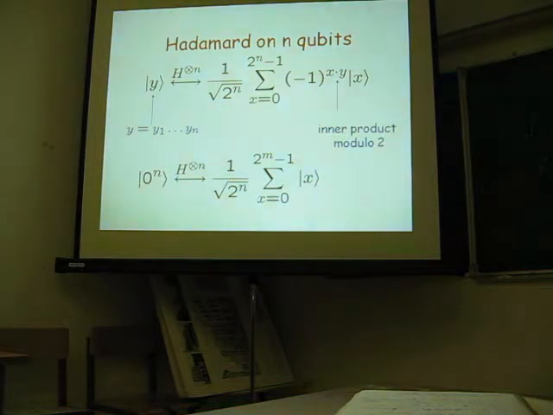which is an equally weighted superposition over all basis states, but there is this phase in front, these things are called phases, positive or negative, they can be complex too, of -1 to the x dot y, where x dot y is the inner product. You might also recognize that this is a Fourier transform. Moreover, if you just have all zeros and you apply this Hadamard, then you get an equally weighted superposition, and all the phases will be +1.